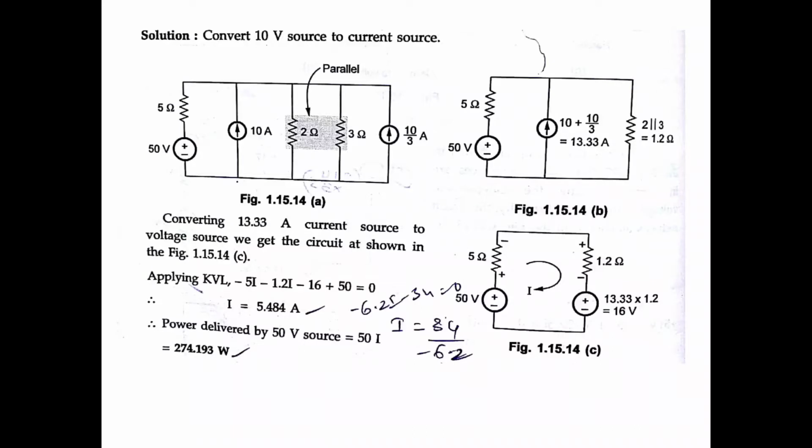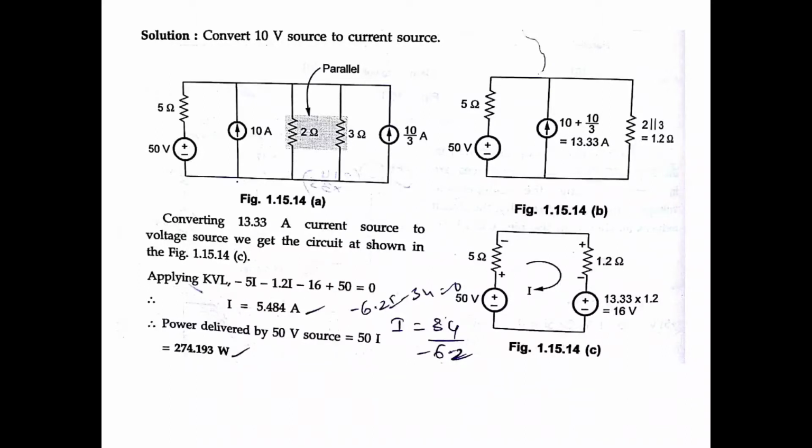50 volts, 5 ohm. 10 plus 10 by 3. Why 10 plus 10 by 3? These two current sources are adding, in the same direction. That is 13.33. The remaining 2 and 3 are parallel, 1.2 parallel resistance. Okay, converting current source to voltage source, we get the circuit shown in the figure.